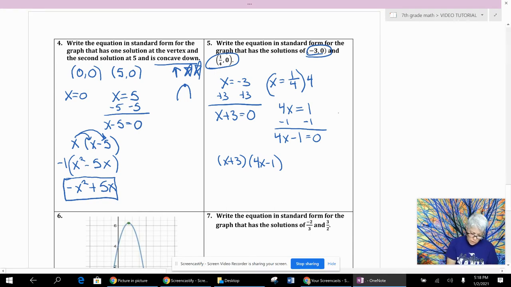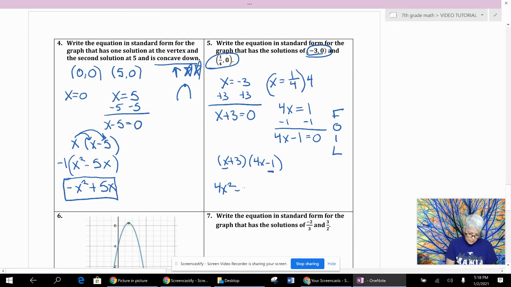All right, so I'm going to go ahead and write the acronym out here. First, outside, inside, last. So first are these first two. I'm going to multiply them together, and I get 4x squared. Outside is the x and the negative 1.